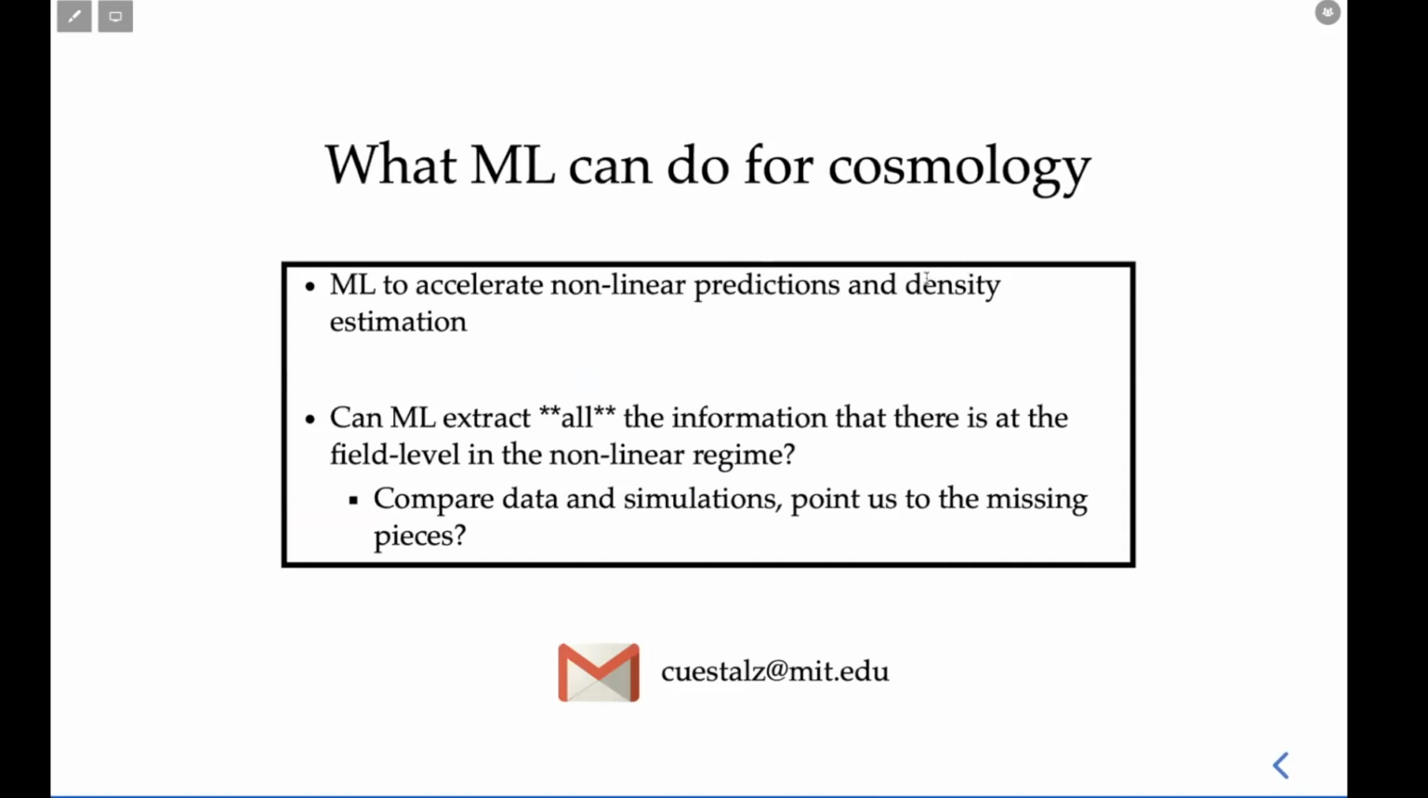While we're going further, we can also use them for density estimation to lift the Gaussian likelihood assumption and see what the consequences are from different alternative summary statistics. But going beyond, we can use machine learning to aim at extracting all the information that there is at the field level in the fully nonlinear regime, and hopefully use it to compare the data and our simulations. In the end, we know that our simulations are not perfect and they don't reproduce the data perfectly. So can we use machine learning to guide us and point us to what is missing in our simulations to actually reproduce the data?